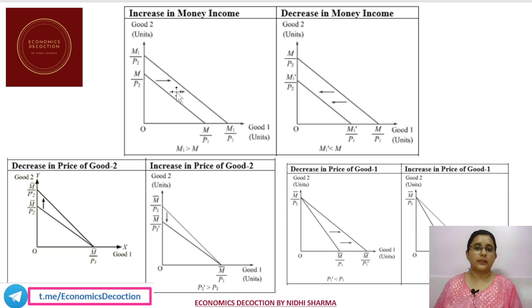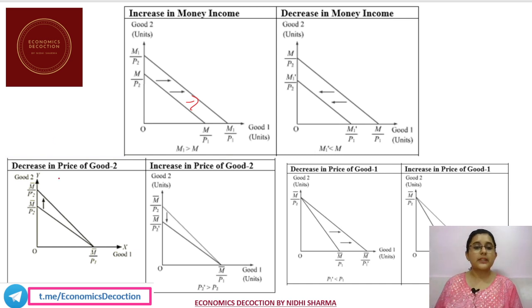Let's understand this. If the money income of the consumer increases, what happens to the budget line? The budget line shifts rightward. As you can see in the first figure, due to an increase in money income, the budget line has shifted rightward, and the converse would be the case for a decrease in money income. In case of a decrease in money income, the budget line shifts leftward or backward. Okay? Now let's understand what happens when the prices of goods change. That means either the price increases or it decreases.